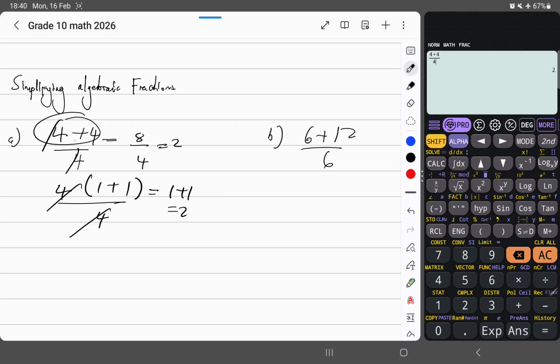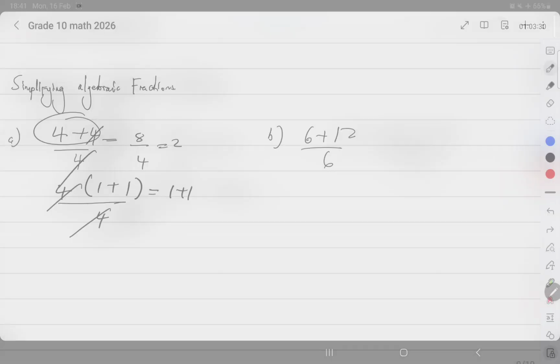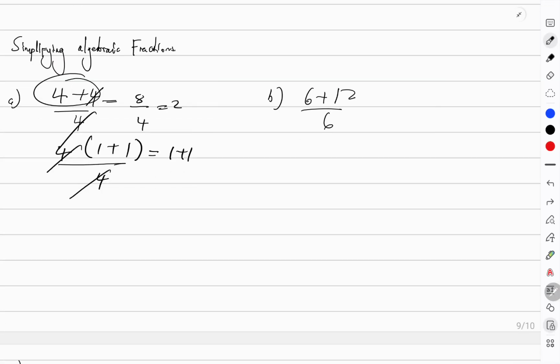You only cancel your 4s if there's a multiplication involved between your terms. But since there's addition involved here, I cannot cancel this 4 and that 4. Therefore, let us look at the second one. I am having 6 plus 12 divided by 6. The answer is a 3. This and this, they didn't cancel to be left with a 6, to be left with a 12. Therefore, I'll have 6 plus 12, which is going to become 18. 18 divided by 6 is going to give us a 3.